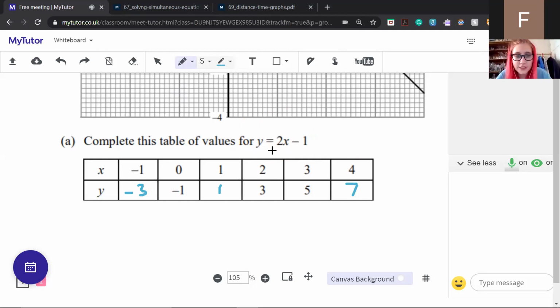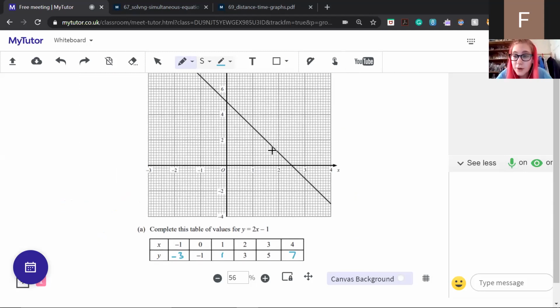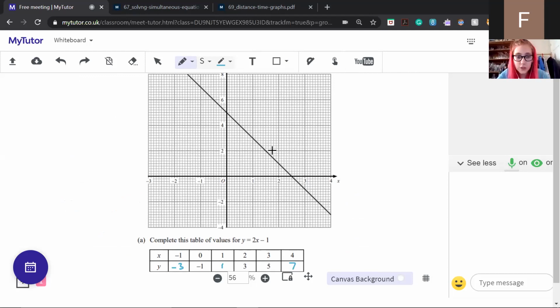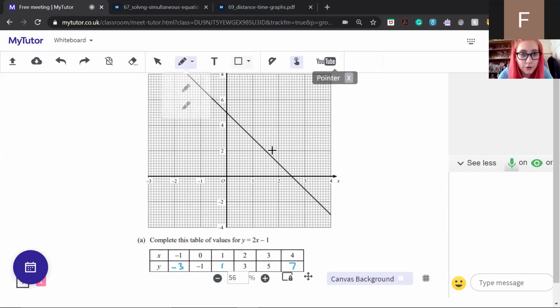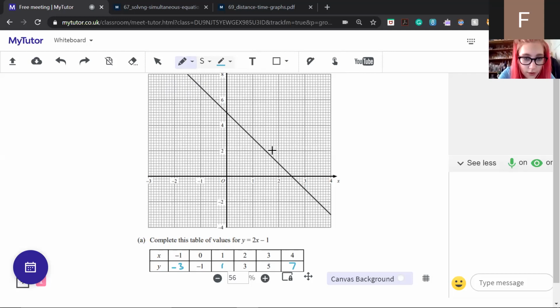This is really useful because the next part of the question, which I haven't put on here, is going to be draw this line, y equals 2x minus 1. So let's do that. What we do is we just plot. What we've got now is actually a lot of pairs of points. So we've got minus 1, minus 3. Sorry, everyone. 0, minus 1. 1, 1. 2, 3. 3, 5. 4, 7.